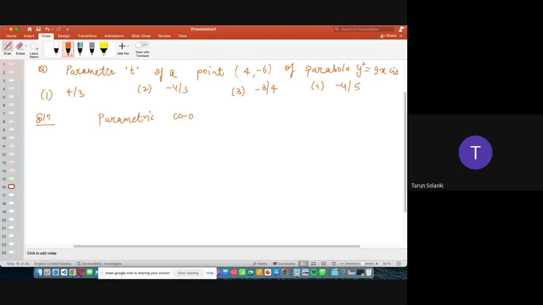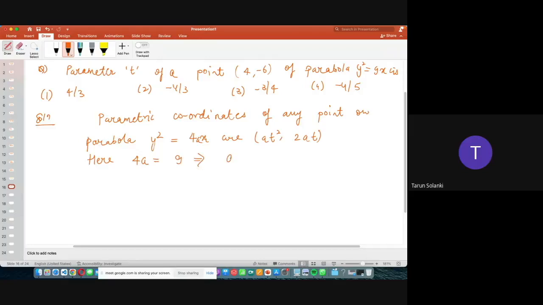So solving this problem, we can write the parametric coordinates of any point on the parabola y square is equal to 4ax, that is (a t square, 2a t), right? So here 4a is equal to 9 and a becomes 9 by 4, right?